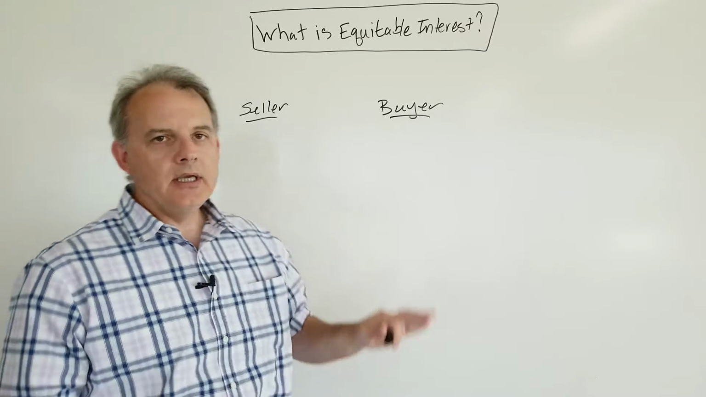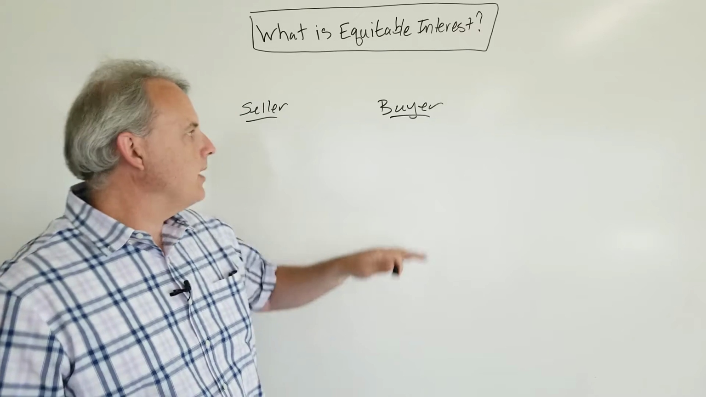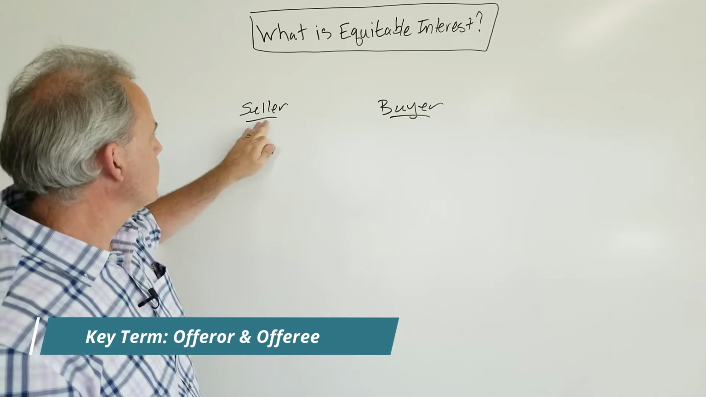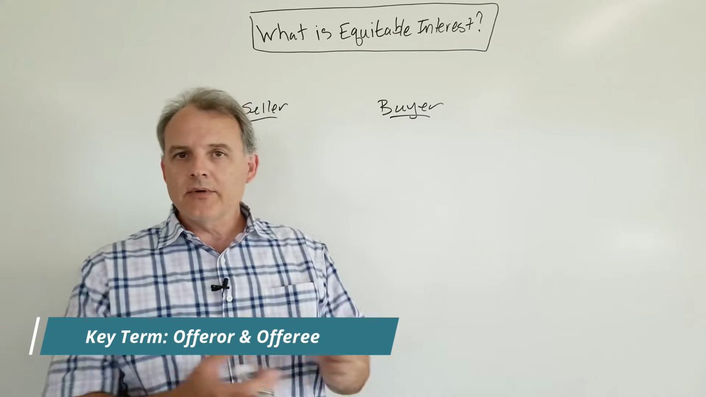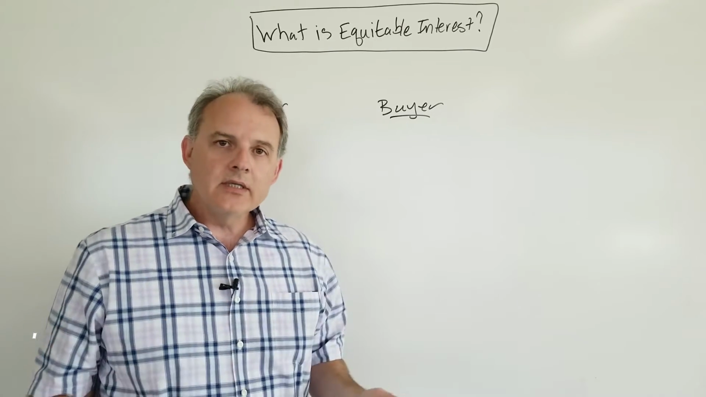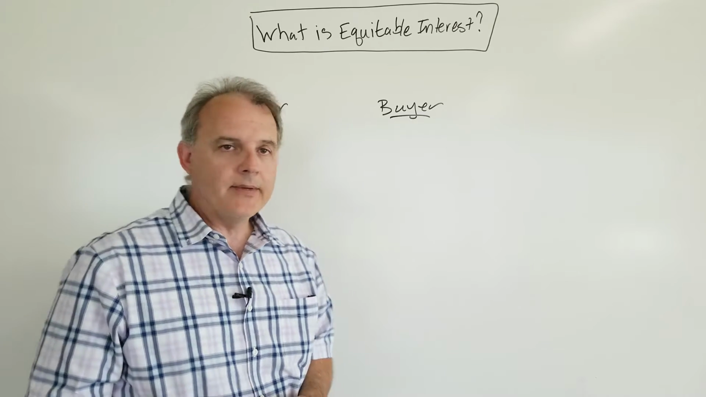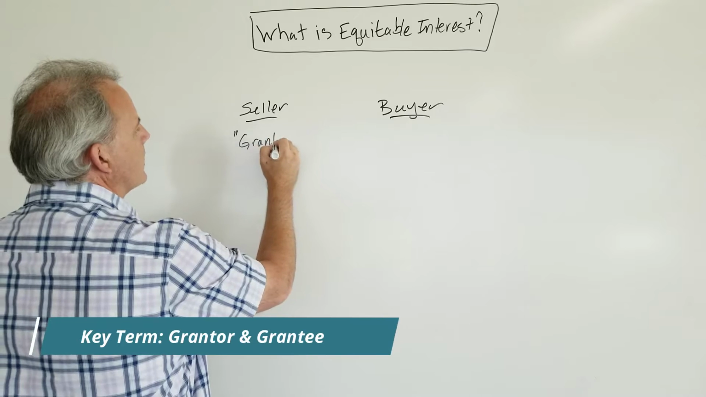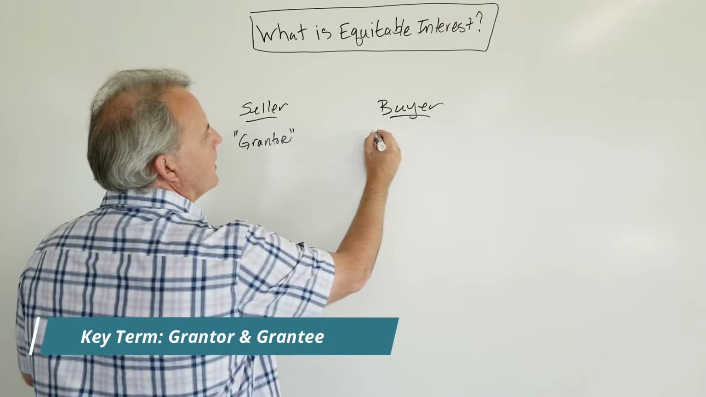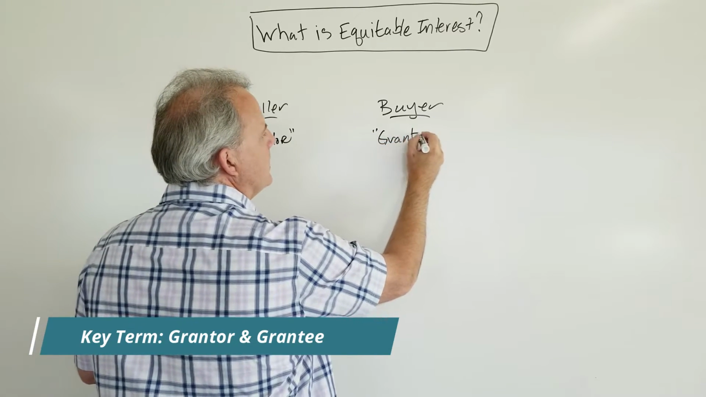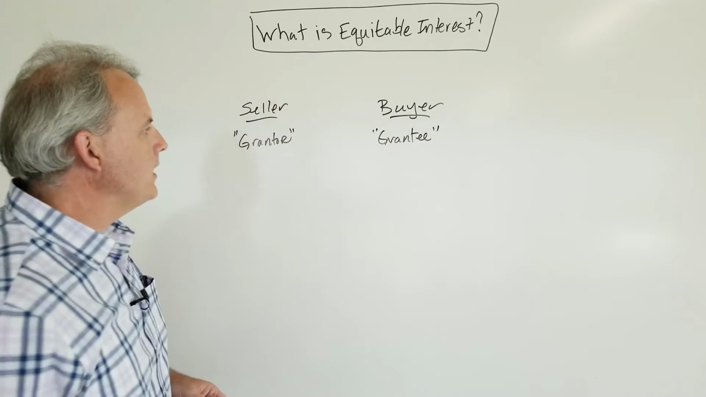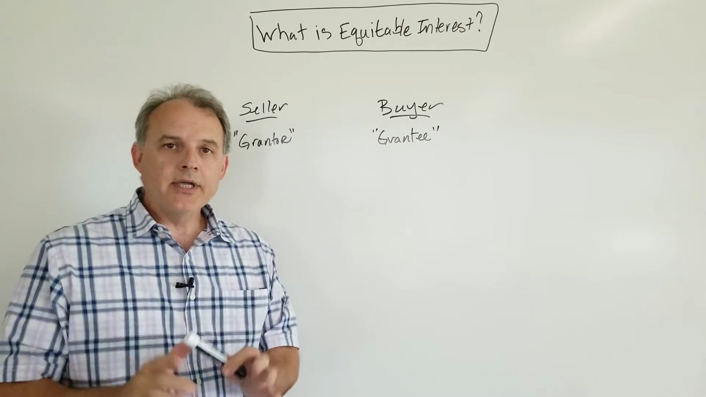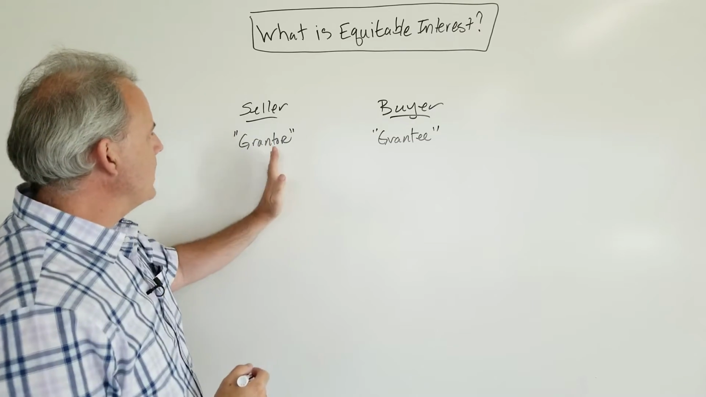Initially, when we're doing the negotiation, the buyer is the offeror, they're giving the offer, and the seller is the offeree because they're receiving the offer. Once the deal is put together and the purchase agreement is signed, then the seller legally becomes what's known as the grantor, and the buyer is legally known as the grantee. Now this happens when the purchase contract has been agreed to.